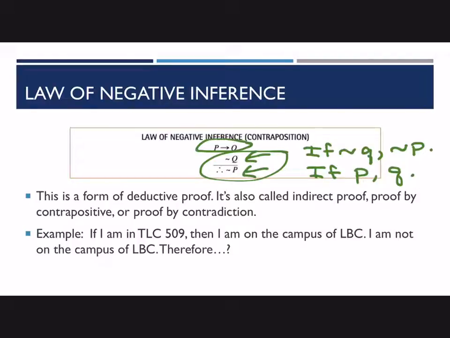So here's an example. Let's try to form the conclusion to this argument. We're going to start with this statement: if I am in TLC 509, then I am on the campus of LBC. I am not on the campus of LBC, therefore, what can you conclude? If we take I am in TLC 509 as P, and I am on the campus of LBC as Q, then I am not on the campus of LBC is not Q, and therefore we can conclude not P, or I am not in TLC 509.